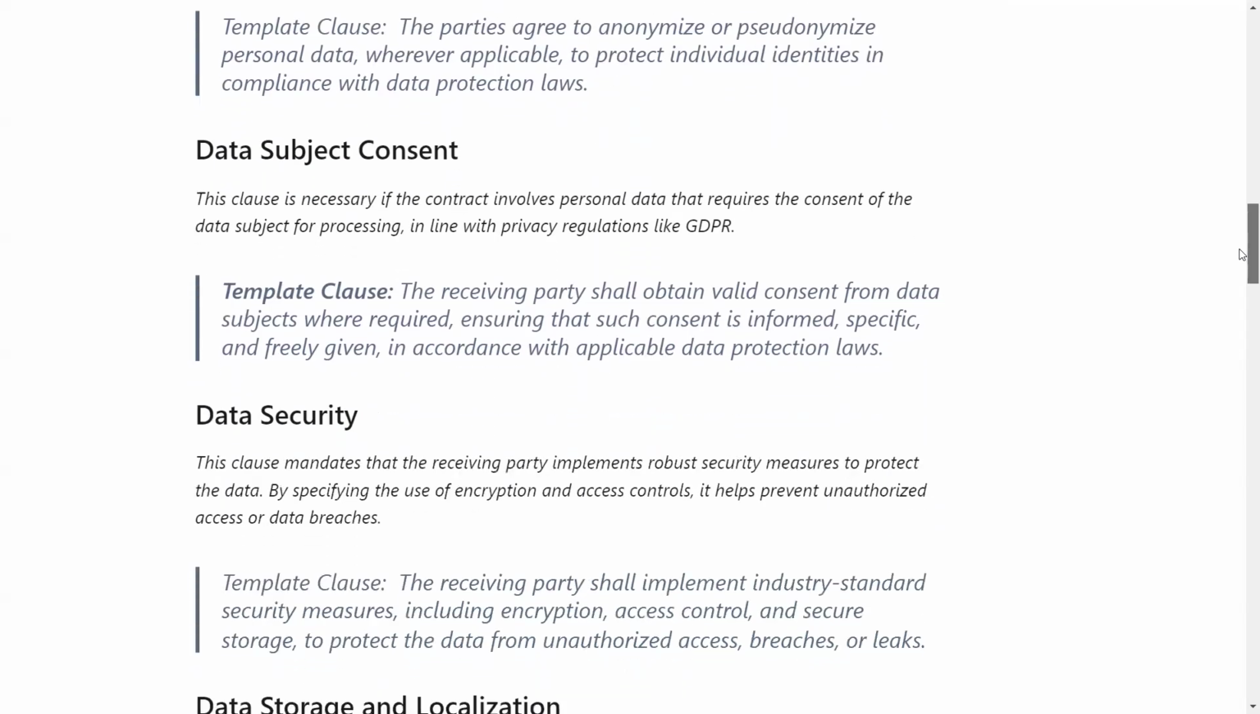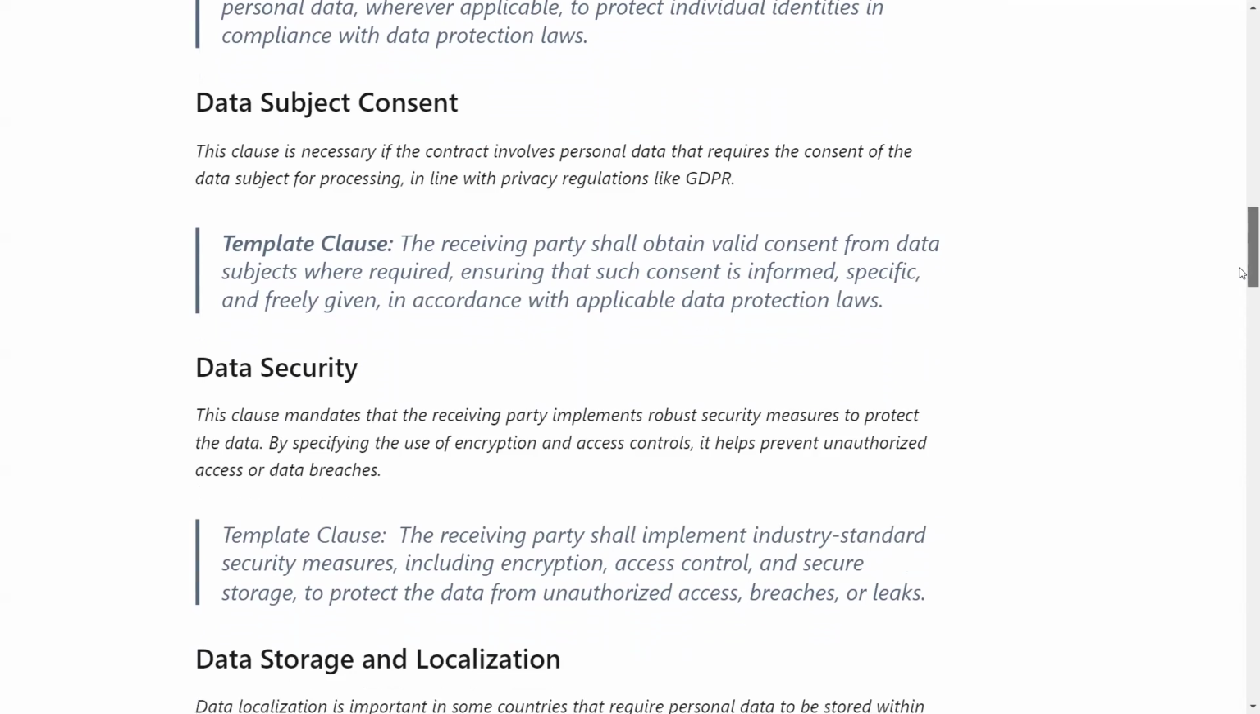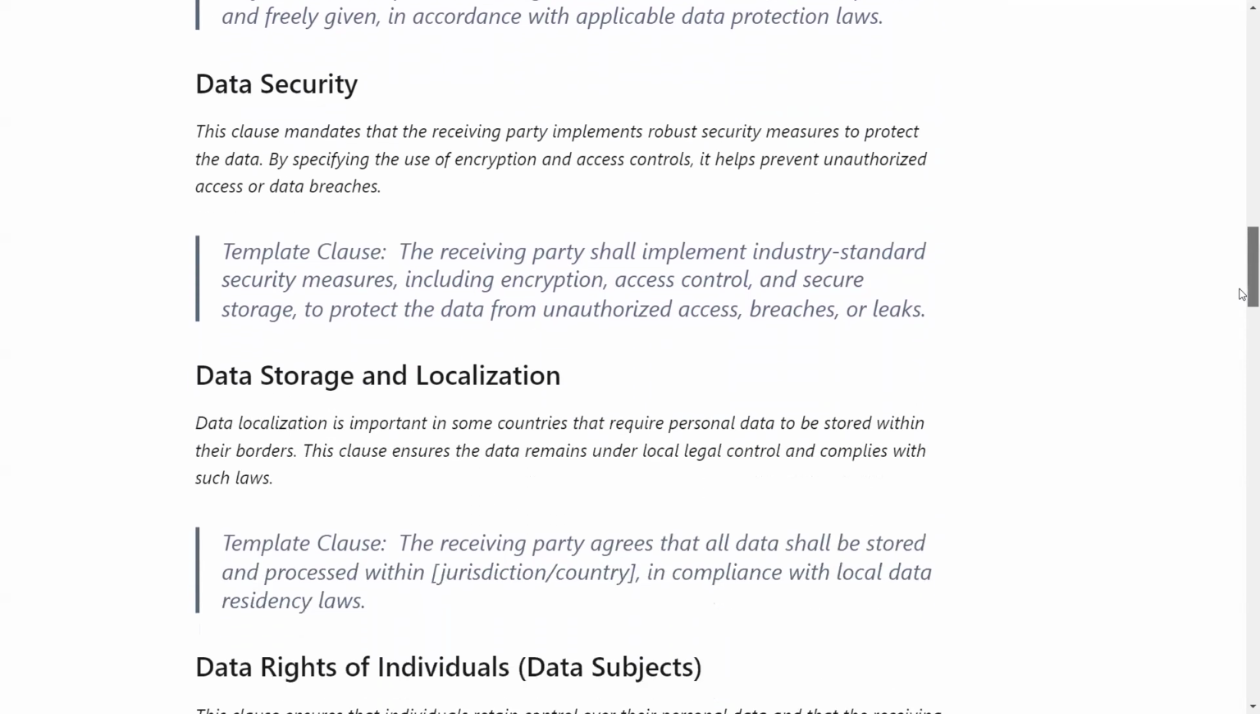Data subject consent. This clause is necessary if the contract involves personal data that requires the consent of the data subject for processing, in line with privacy regulations like GDPR. Template clause: The receiving party shall obtain valid consent from data subjects where required, ensuring that such consent is informed, specific, and freely given in accordance with the applicable data protection laws.